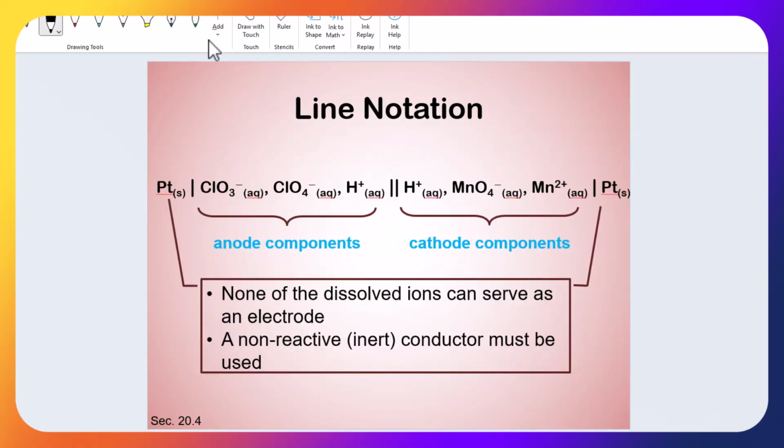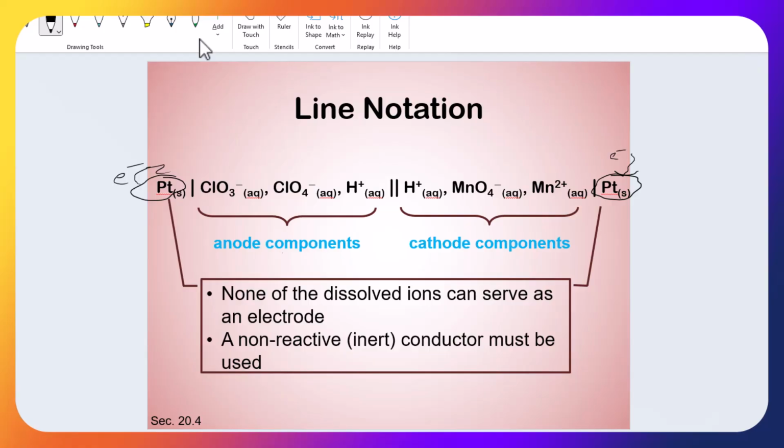Here is some more line notation, only in this case we have inert platinum electrodes. These are only there to conduct the electrons away from the anode compartment to the cathode compartment. And so they don't participate in the reaction. They are simply there to either release electrons in the case of the anode or accept electrons in the case of the cathode. They're conductors.